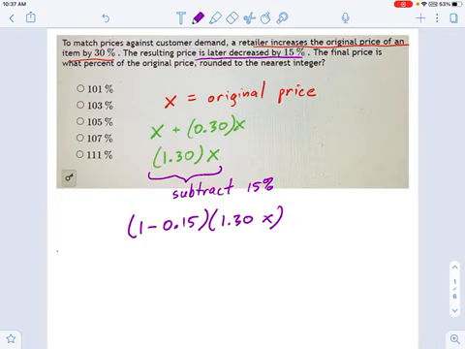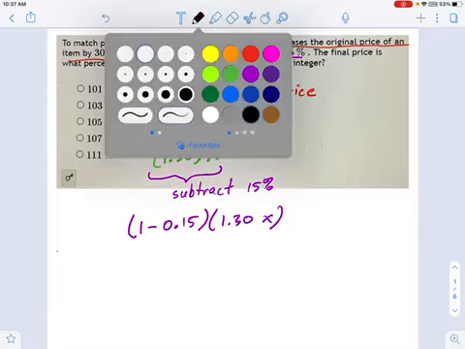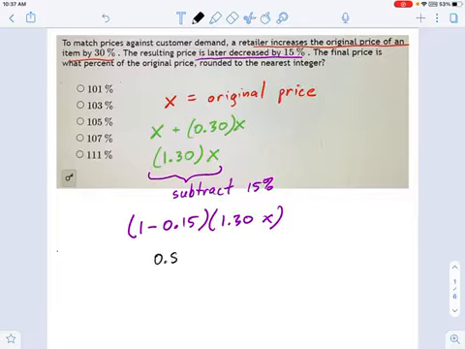Now, if that 1 minus 0.15 is confusing to you, think about it this way. If I sold you something for $1 and then offered you a 15% discount the next time you bought it, it would be 85 cents, right? It wouldn't be 15 cents. The discount would mean it's only 85 cents. That's 1 minus 0.15. So now we just go ahead and calculate what this is. Okay, so this is going to be 0.85 times 1.30 times x. Okay. Definitely a job for the calculator.